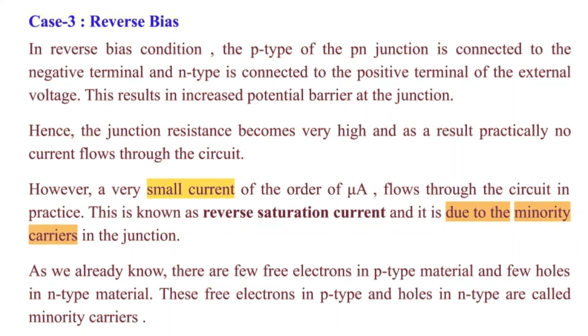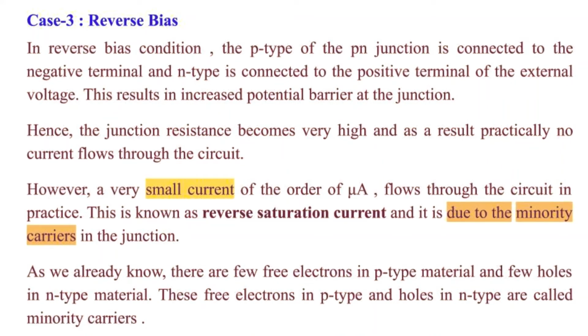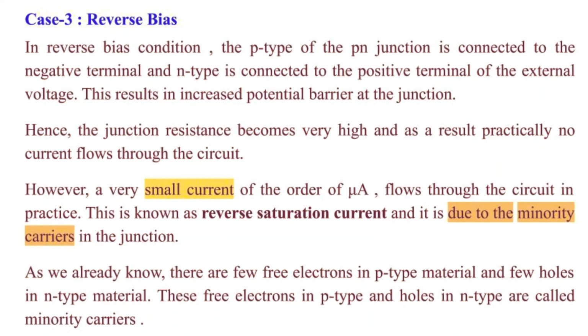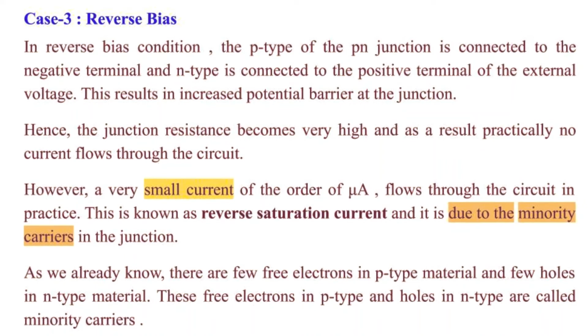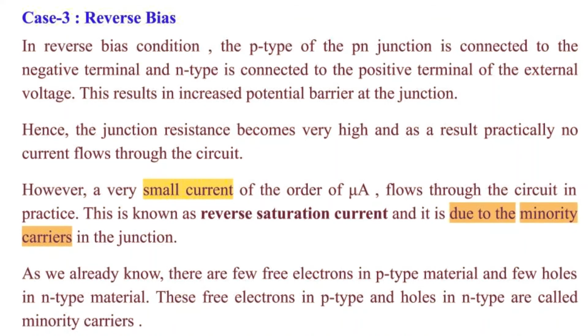Case 3, reverse bias. In reverse bias condition, the P type of the PN junction is connected to the negative terminal and N type is connected to the positive terminal of external voltage. This results in increased potential barrier at the junction. Hence, the junction resistance becomes very high, and as a result, practically no current flows through the circuit. However, a very small current of the order of microampere flows through the circuit in practice. This is known as reverse saturation current, and it is due to the minority carriers in the junction.